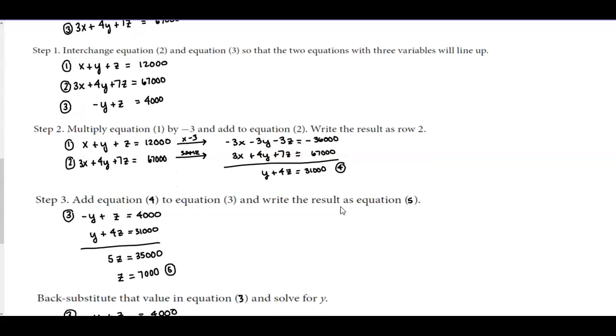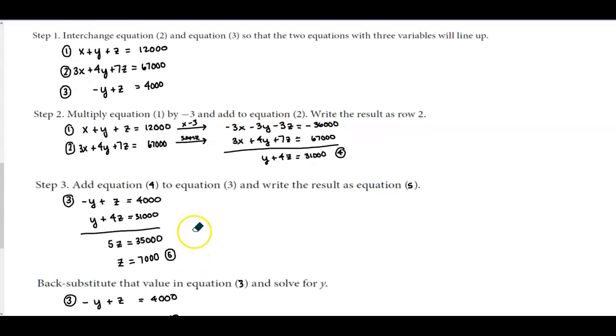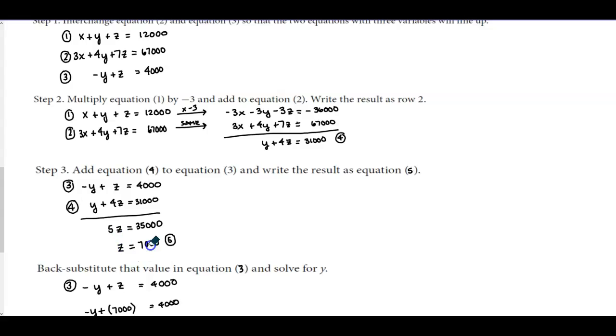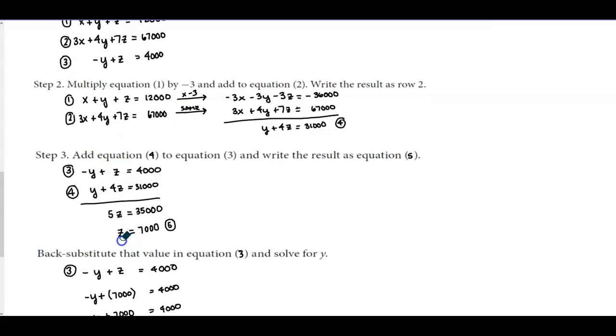And so now we're going to add equation 4 to equation 3 and write the result as equation 5. So equation 3 is negative y plus z equals 4,000. And then we can see that equation 4 represents y plus 4z equals 31,000. So we can eliminate the y by adding them, and we get 4z plus 1z is 5z, and 31,000 plus 4,000 is 35,000. And if we divide both sides by 5, then we ultimately get what z equals, which is 7,000.